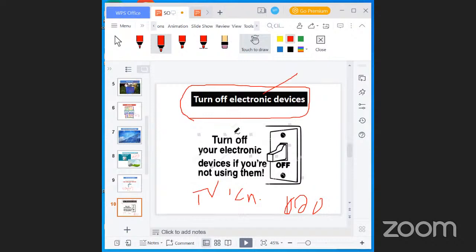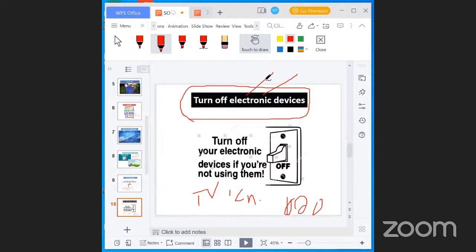So save electricity and reduce global warming by turning off lights when you leave your home and using only as much light as you need, right? And remember to turn off your television and video player and stereos and also computers when you are not using them, right? So remember these words.